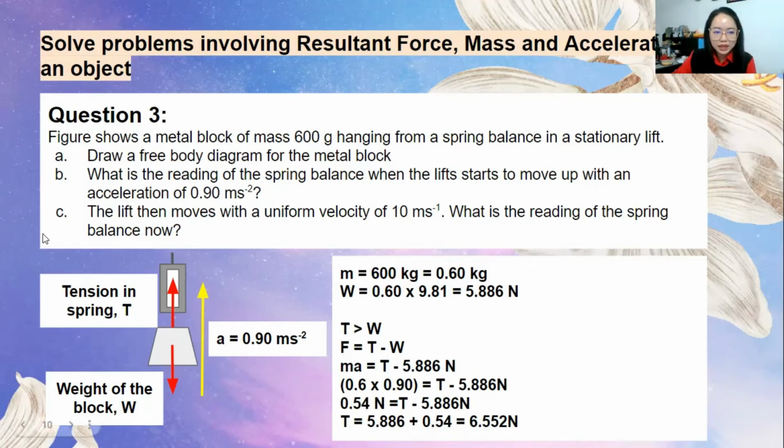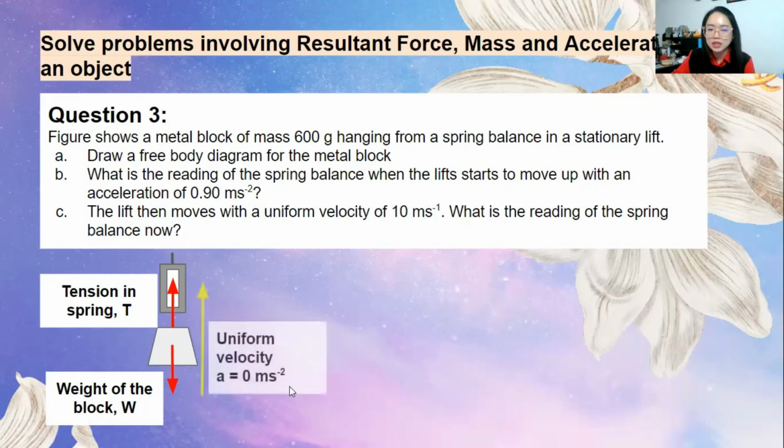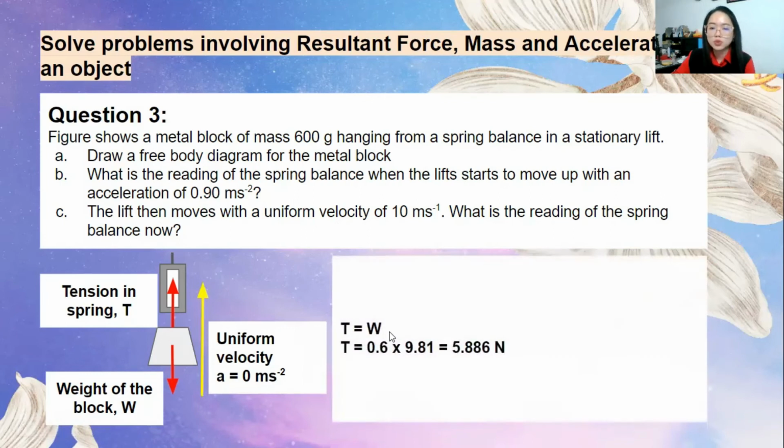Then part C, the question says the lift then moves with a uniform velocity of 10 meters per second. What is the reading of the spring balance now? Because it is moving at a uniform velocity, my acceleration is equal to 0 m/s². So what happened here? Because it is in uniform velocity, I don't have a resultant force. So T will equal W. T is equal to 0.6 times 9.81. I get my answer 5.886 Newton. So basically the concept you have to understand is when it moves upward, when it moves downwards, and when it is moving at a uniform velocity or when it is stationary. That's the thing that you have to remember.